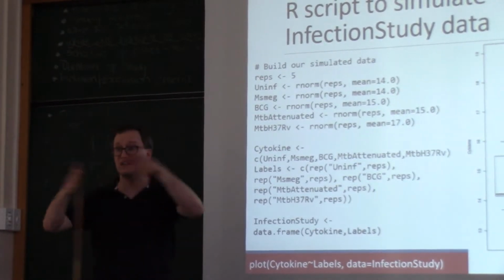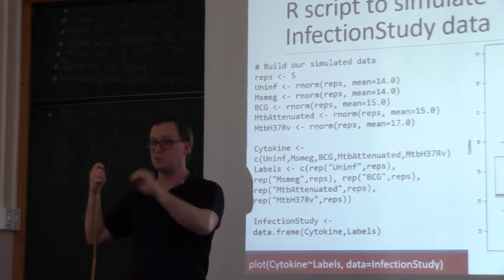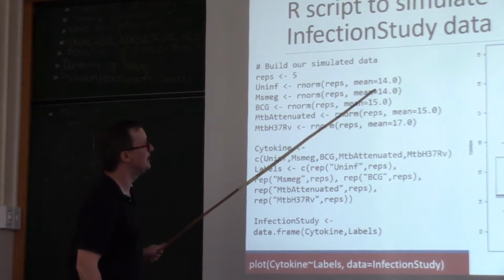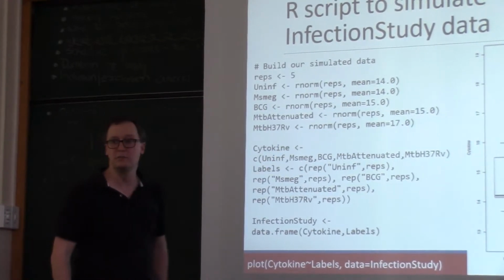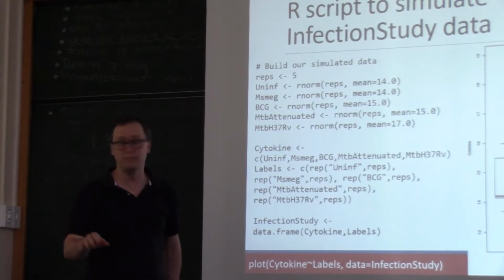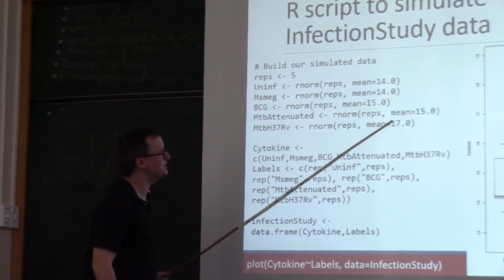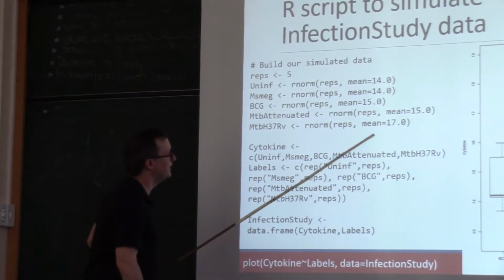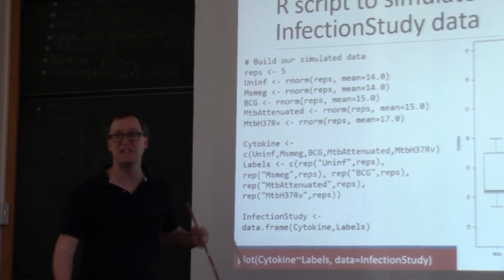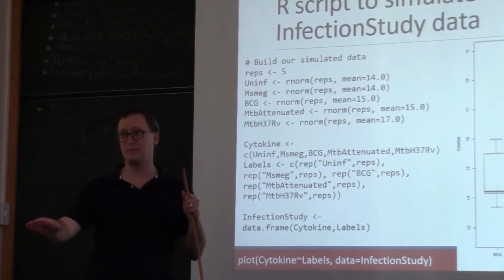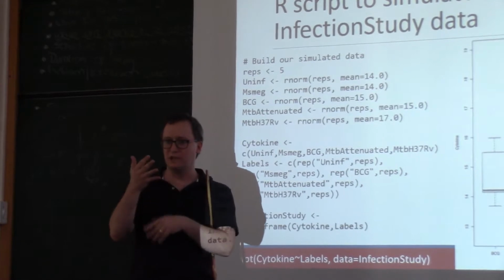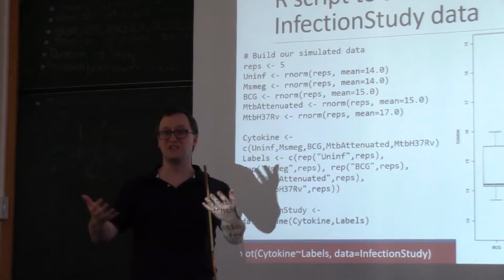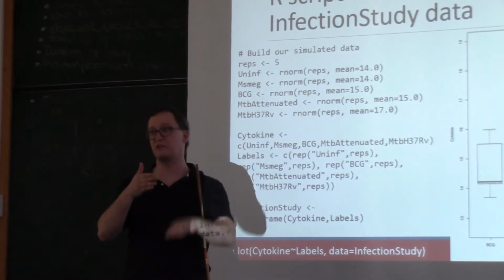All right, now I've mocked up the data. I've created differences between some, but not between others. So what I have is, in effect, 3 levels. I have uninfected and M. smegmatis having a mean of 14. I've created BCG and MTB attenuated to give a mean value of 15. And then this last one, H37Rv, gives a mean of 17. Everyone sees that? So we have 5 different levels of the factor, but their measurements are only differentiated into 3 different groups.